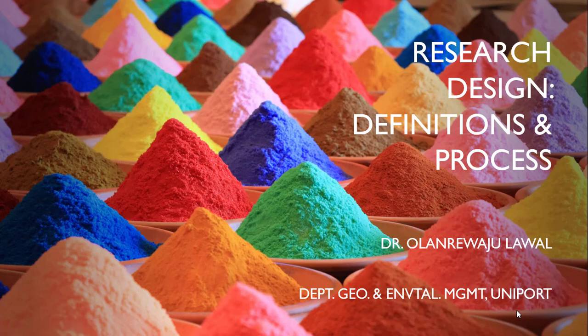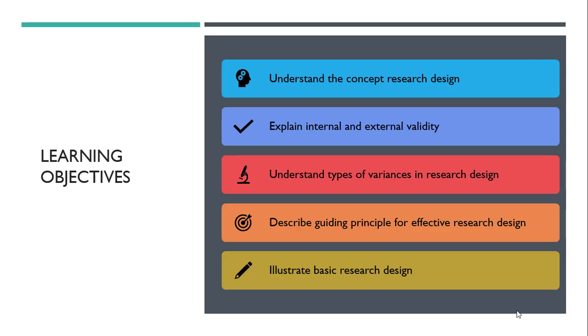We'll be looking at research design, and for this first session, we'll look at the definitions and the process. For this part of the course, we'll be looking at these learning objectives. You must be able to show an understanding of the concept of research design. You must be able to explain what we mean by internal and external validity. You should show an understanding of the types of variances in research design. Describe the guiding principle for effective research design and illustrate basic research design. So let's get started with the first part.